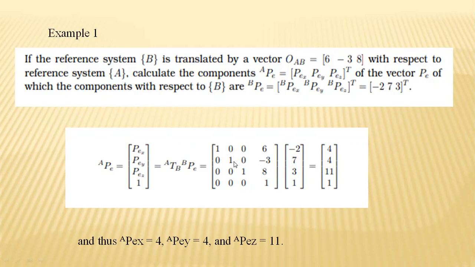Simultaneously we have done the calculation. So row into column will give one value. So 0 into -2 is 0, plus 1 into 7 is 7, plus 0, minus 3. So here 7 minus 3, we have 4 as the value. Simultaneously 0 into -2 is 0, 0 into 7 is 0, 1 into 3 is 3, plus 8 into 1 is 8. So 8 plus 3 is 11. So 11 is the value, and it is a unitary matrix, 1 into 1 is 1.